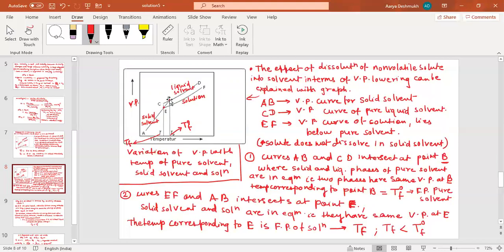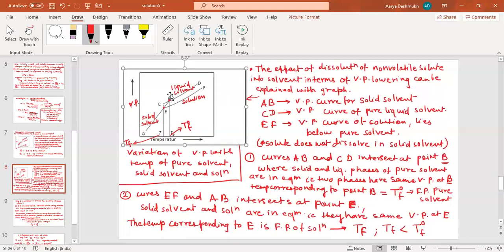This interacts at this point B. So when it interacts at this point B, solid and liquid phases of pure solvent are in equilibrium. This is the solid phase and this is the liquid phase of the solvent. They are in equilibrium at point B, and the two phases have the same vapor pressure, and the temperature corresponding to point B will be the freezing point of the pure solvent.